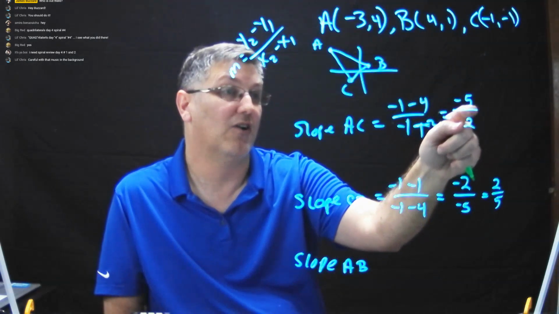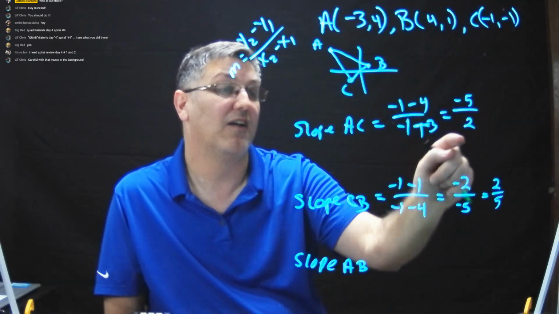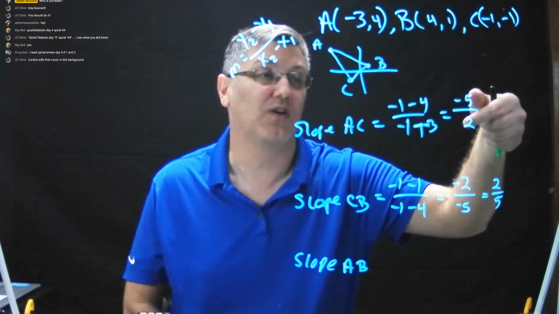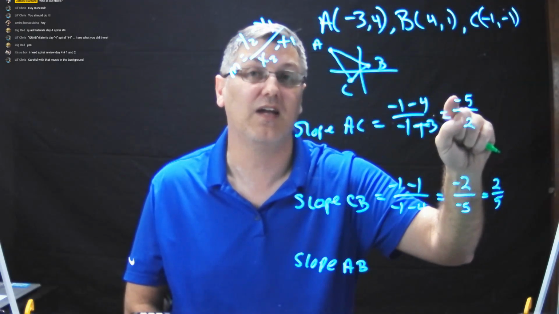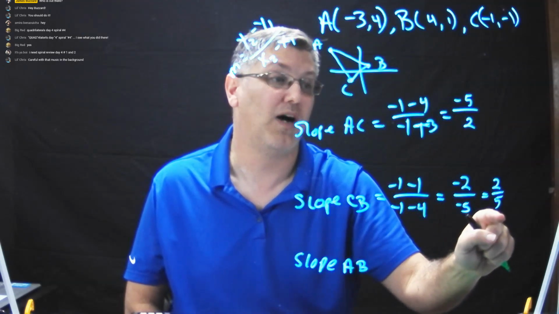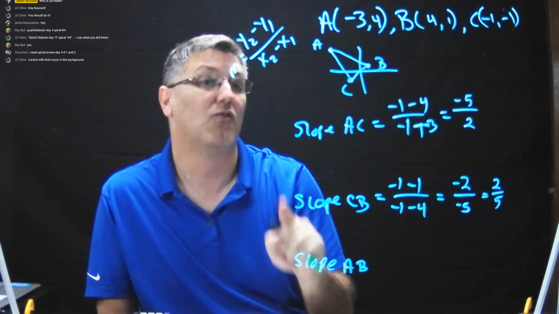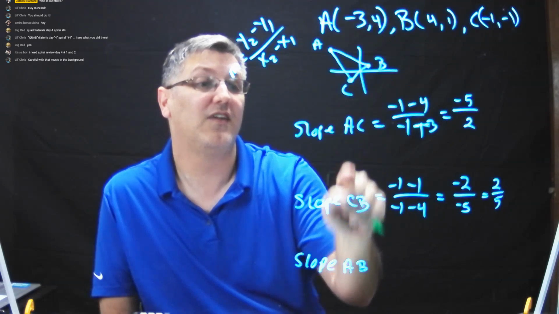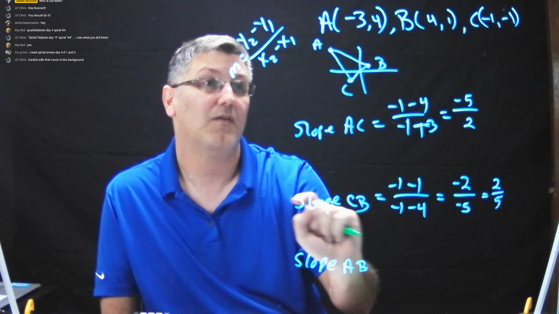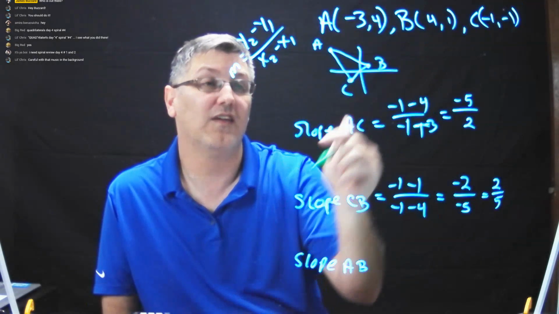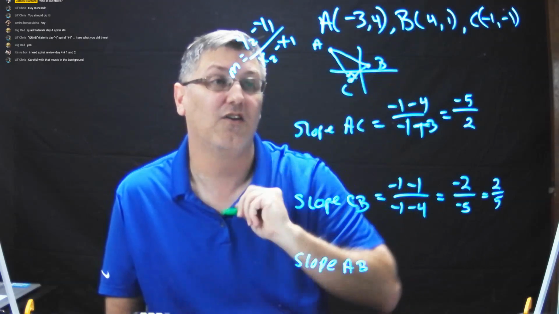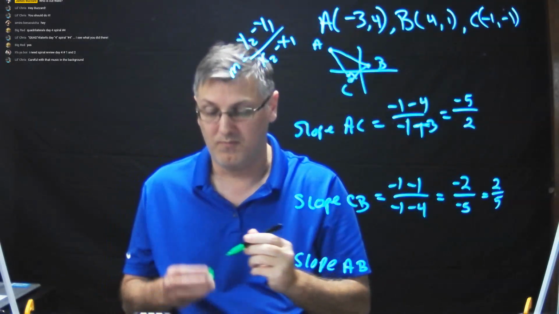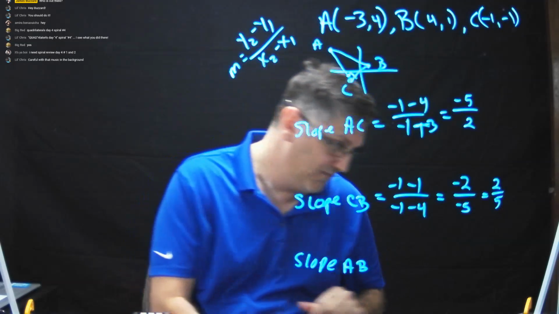If I look at here, this slope here is a negative 5/2. If I flip this fraction upside down, I'd get 2 over 5. And if I take the opposite sign, the negative becomes a positive. So this is a right triangle because AC and CB are perpendicular, meaning that this is a 90-degree angle, making it a right triangle. All right, so that one's done.